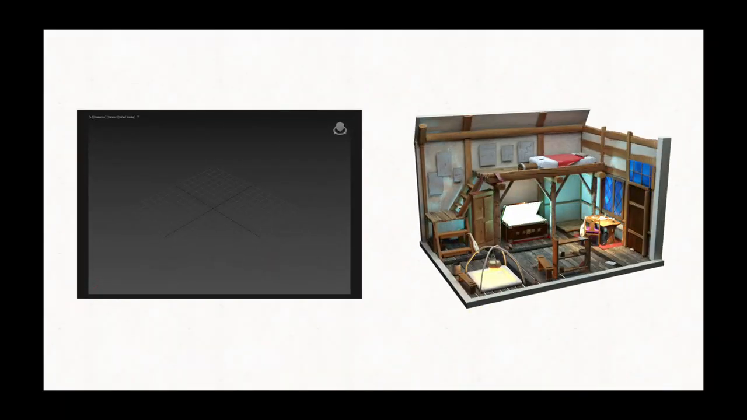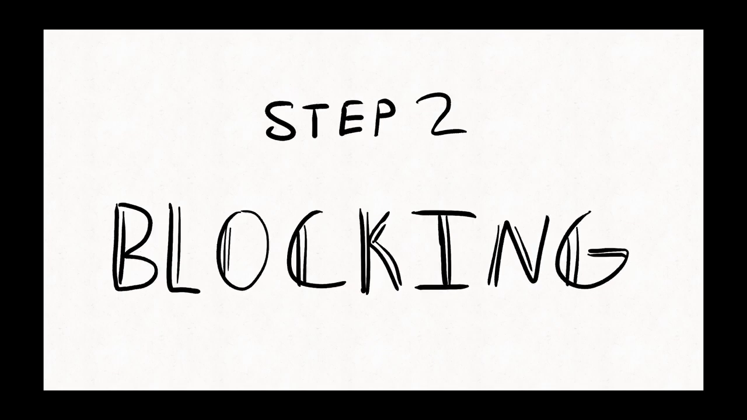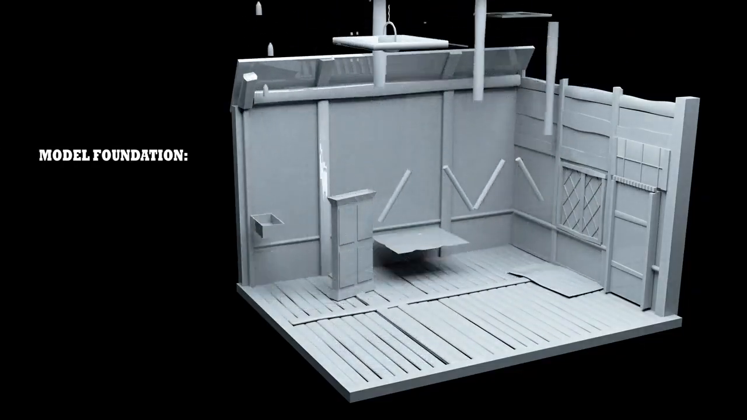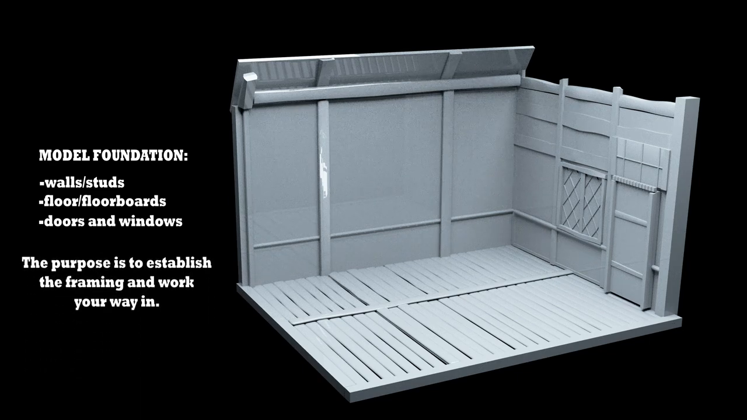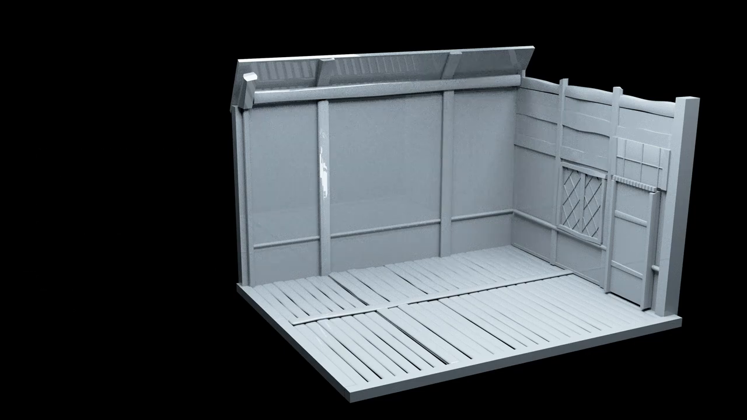So how do we get from here to here? Well, you need to start from the ground up. Begin with the foundations of the model, like the walls and floor. This will not only help you place the medium and smaller items later, but will also help get the main proportions of the model correct.